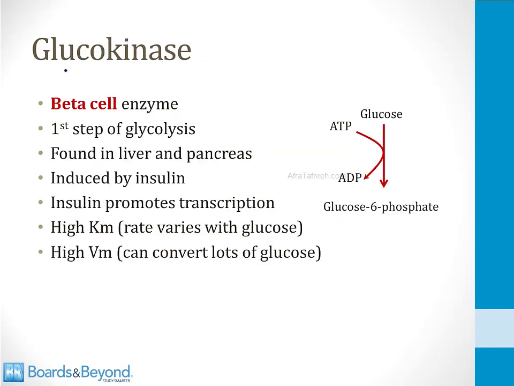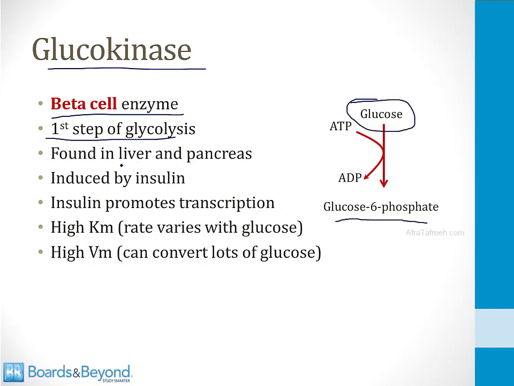Let's talk in more detail about glucokinase. This is an enzyme found in beta cells that catalyzes the first step of glycolysis, the conversion of glucose into glucose 6-phosphate. This enzyme is also found in the liver, and I talk about it in more detail in the biochemistry module on glycolysis. This enzyme is activated by insulin, and in addition, insulin promotes its transcription. It also has several unique pharmacologic properties. It has a high Km and a high Vmax.